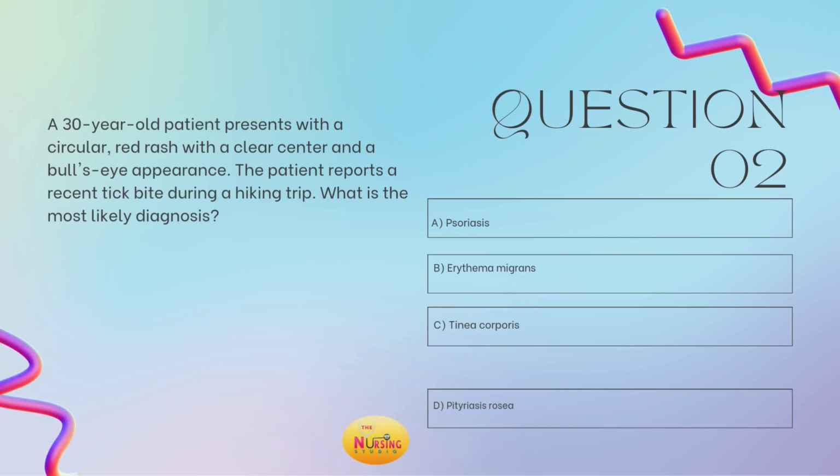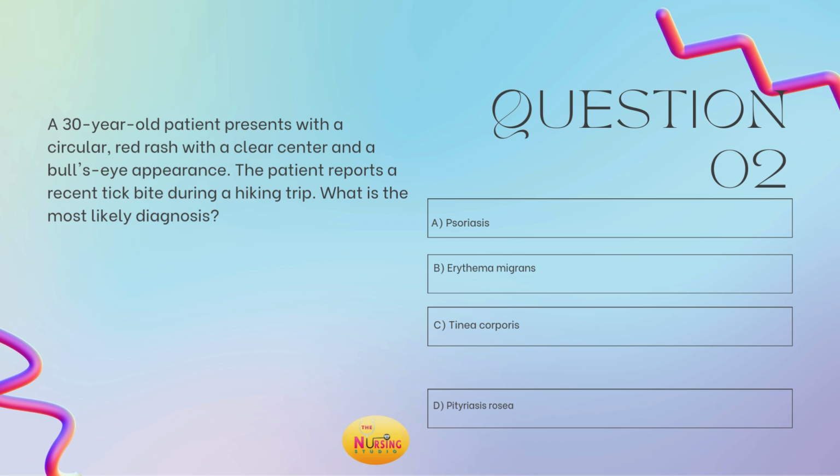All right, question number two. A 30-year-old patient presents with a circular red rash with a clear center and a bullseye appearance. The patient reports a recent tick bite during a hiking trip. What is the most likely diagnosis? Is it A, psoriasis, B, erythema migrans, C, tinea corporis, or D, pityriasis rosea? Take a moment and tell me what you got in the comments, y'all.